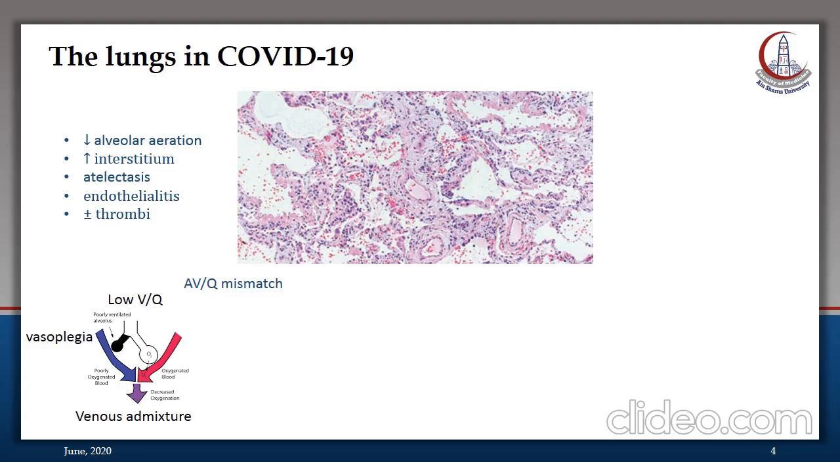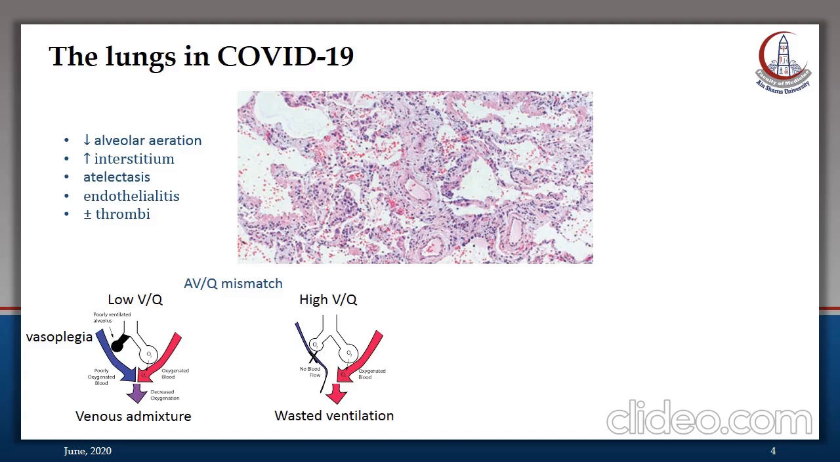The effect on the oxygen saturation is dependent on the share of these affected parts of the lung. The more the affection, the more the extent of the inflammatory process, the more the contribution to venous admixture, and the lower is the oxygen tension and oxygen saturation.